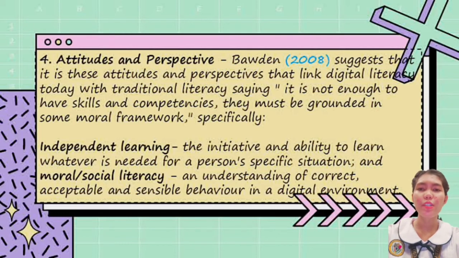Same with the students. Before, they didn't know how to use the different platforms, but now they have the initiative to ask their classmates how the different platforms can be utilized. Okay? Another one here is the moral or social literacy.